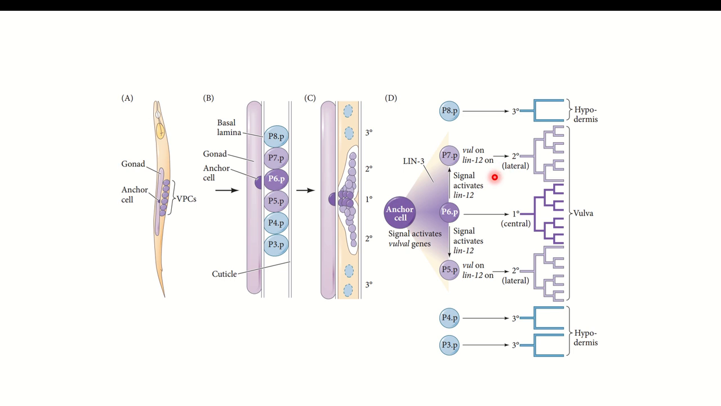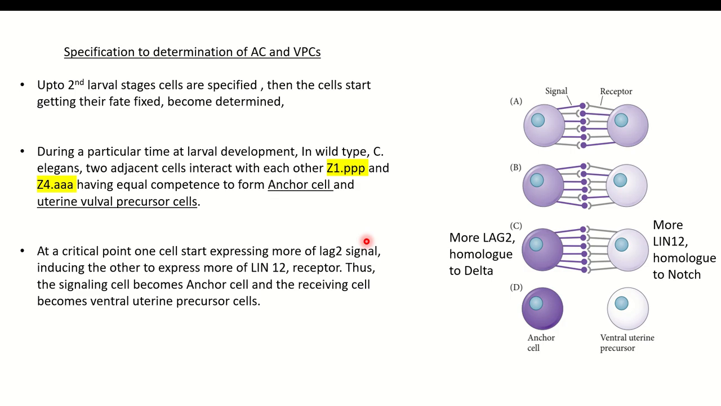Lateral inhibition is seen. Similarly, P6P also, by Lin12 signaling, inhibits the P5 cell. Thus it forms the lateral secondary fate. It takes up the secondary fate, and those which by default receive the lesser amount of anchor cell signal form P3P, P4P, P8P, and those are the hypodermis in this diagram.